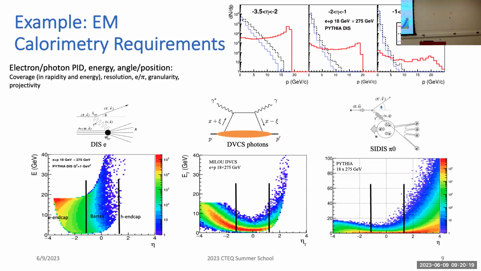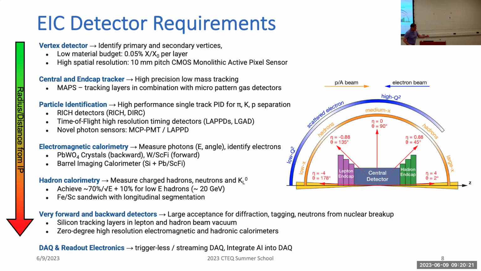On the previous slide, I just want to know, does the center of mass need to coincide with the collision point of the two beams?